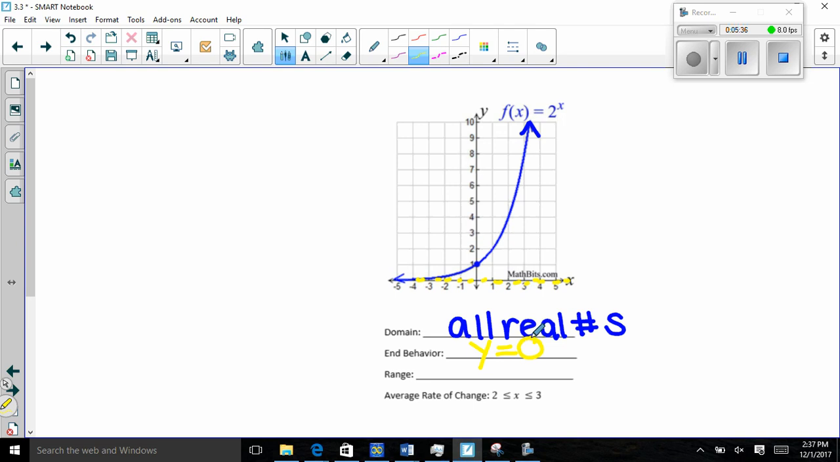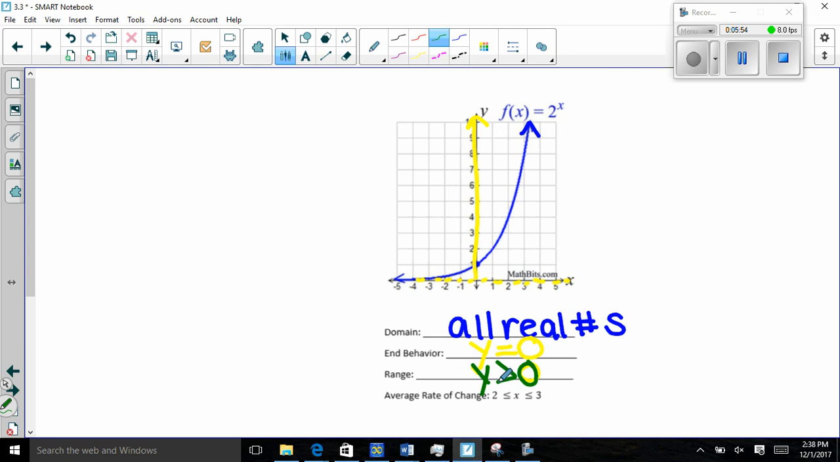Now, my range, I know that's my y values right here. And I can see that they're all above that number, not below. So y is actually going to be greater than 0. Remember, it never touches my asymptote.